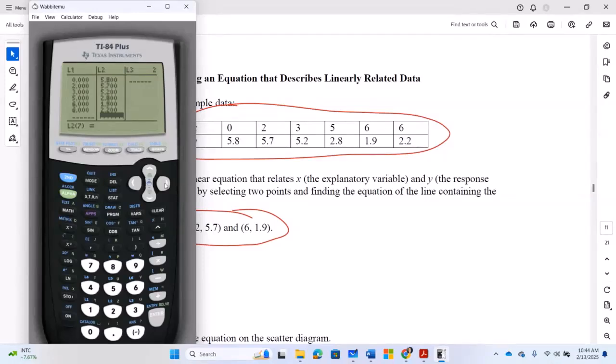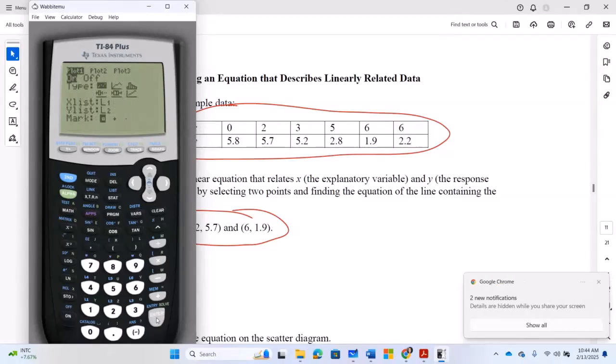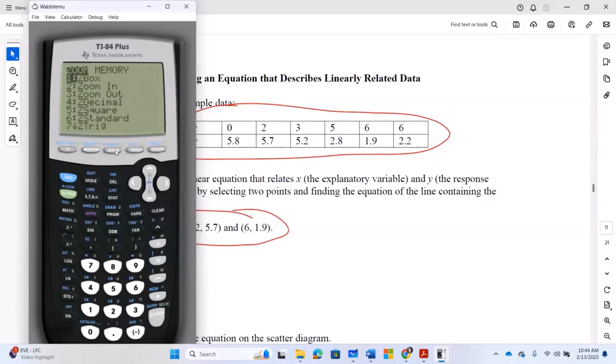Okay, so let's calculate. First of all, let's do a scatter plot of this. Second, Stat Plot, select 1, scatter plot, and I'm going to Zoom 9 right now. I'm going to my Y= and clearing this. Okay, so Zoom 9 again. The scatter plot actually looks like it has a negative linear relationship. It looks like the line of best fit will be negative.